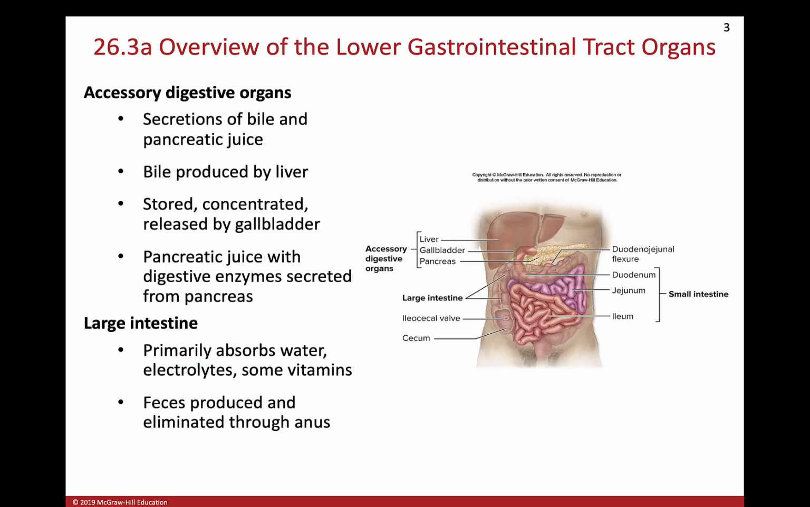We have a number of accessory digestive organs, and they're responsible for the secretion of bile and pancreatic juice. Bile is produced by the liver. It is stored and concentrated within the gallbladder. And also we have pancreatic juice, which are digestive enzymes secreted from the exocrine pancreas. And note, all of these secretions will funnel their way into the duodenum of the small intestine. Then we have the large intestine, and the primary digestive function associated with the large intestine is the absorption of water, electrolytes, and some vitamins. Also, this is where feces is produced and eliminated through the anus.